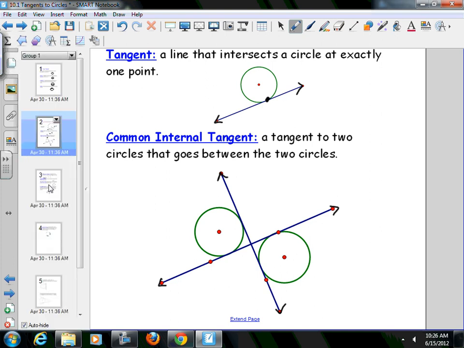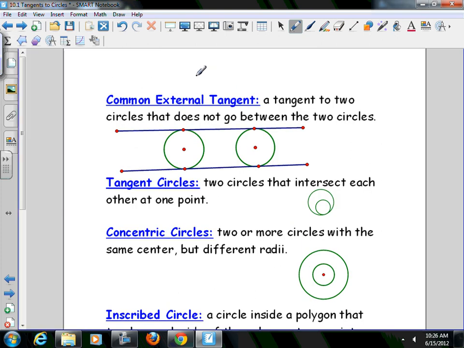Moving on to the next page. A common external tangent. This is a tangent to 2 circles that does not go between the 2 circles. So here is an external tangent. You notice it's tangent to both circles, but it doesn't go between them. And here is another external tangent.